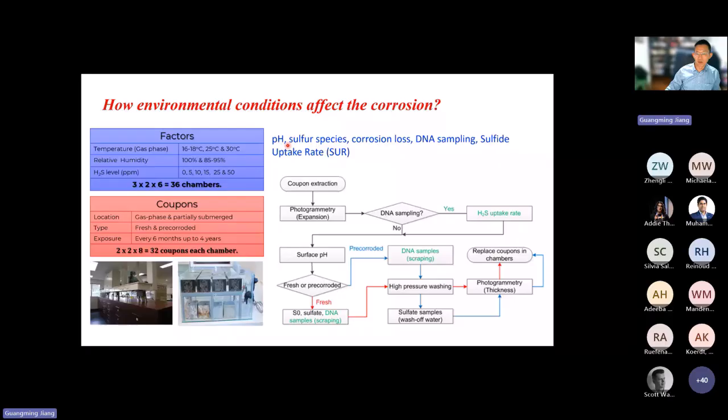So here we established a suite of comprehensive assessments of the corrosion: surface pH, chemical analysis for the sulfur species, and photogrammetry for the corrosion loss in millimeters per year. We also extract the corrosion products and do sequencing. We also developed a special method, called sulfide uptake rate, SUR, to quantify the corrosion rate. Of course, in addition to that, we do all the other microscopic analysis, such as SEM and XRD. We also use mineral liberation analysis, etc.